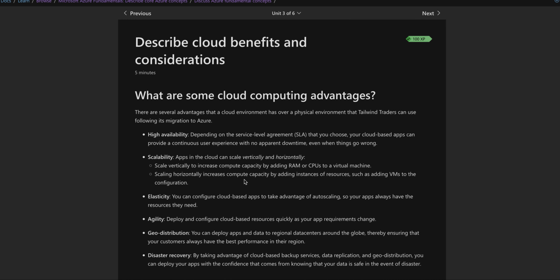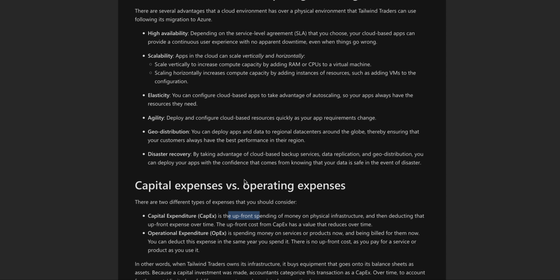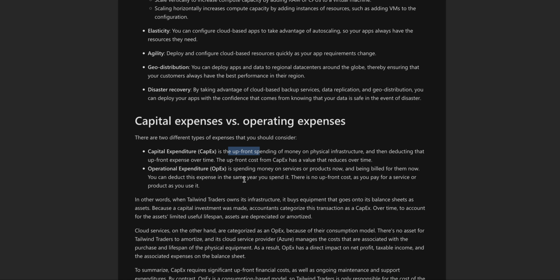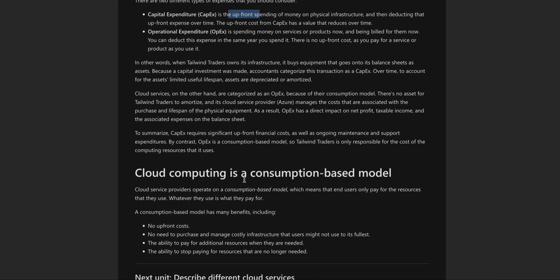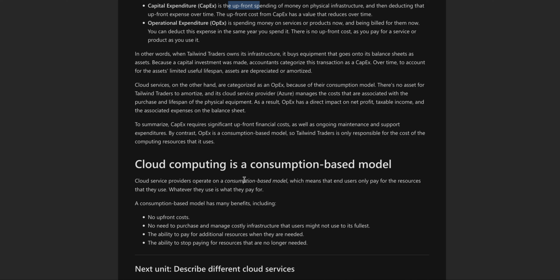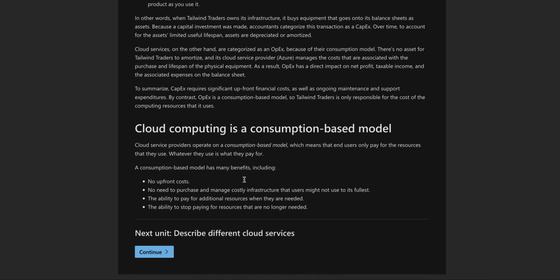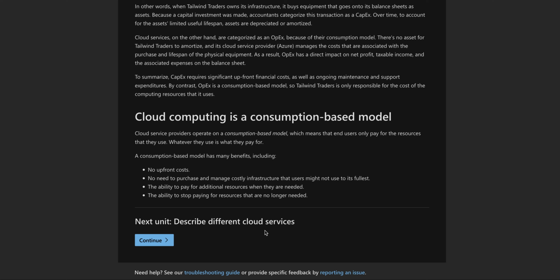So we looked at the advantages, we looked at the difference between capital expenses and operating expenses, and we have summarized that cloud computing is a consumption-based model. In the next unit, we're going to describe the different cloud services.